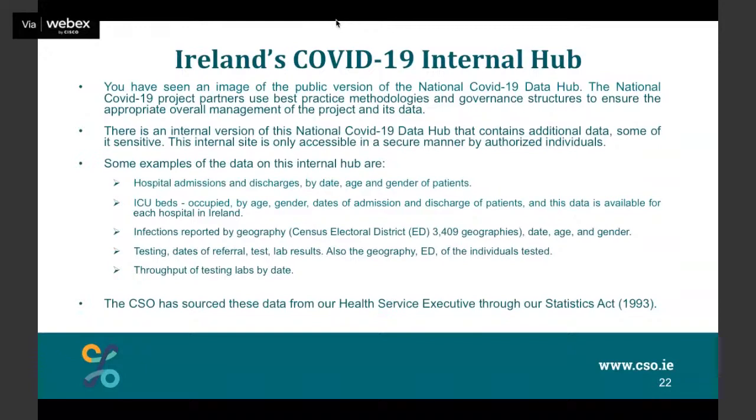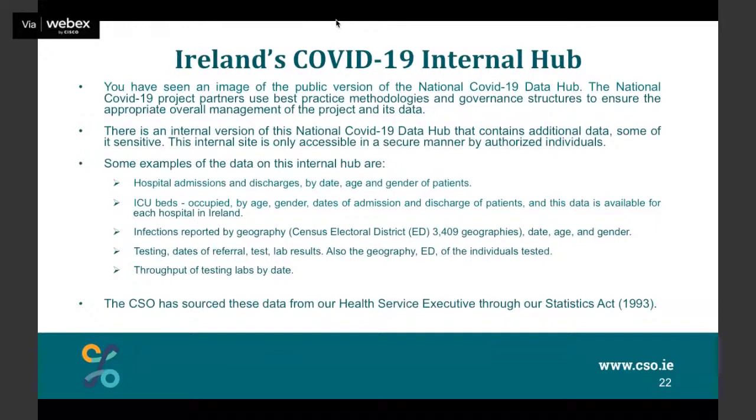So, as we see here, you've seen an image of the public version of the National COVID-19 Data Hub. So what we have is that the project planners use best practice methodologies and governance structures to ensure the appropriate overall management of the project and its data. Yet again, there's a big governance aspect of this, which we are very much aware of, and we take due care and attention around that.